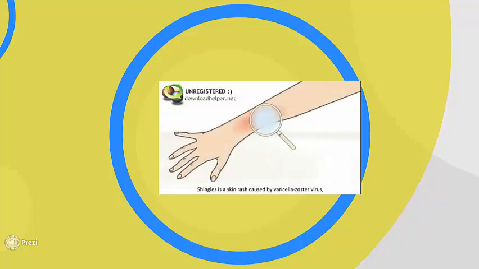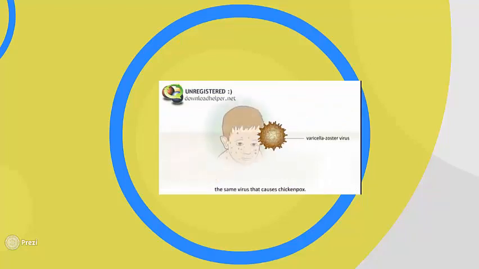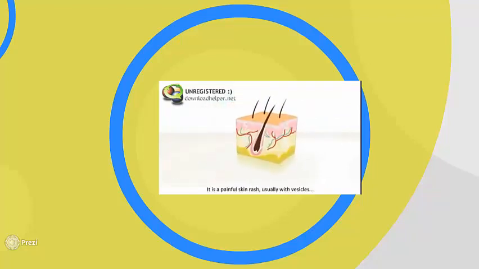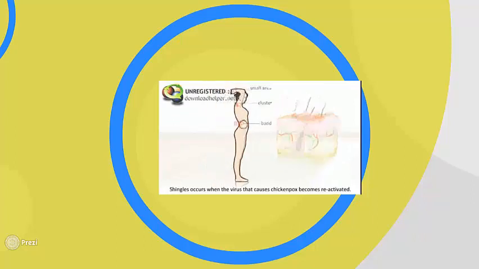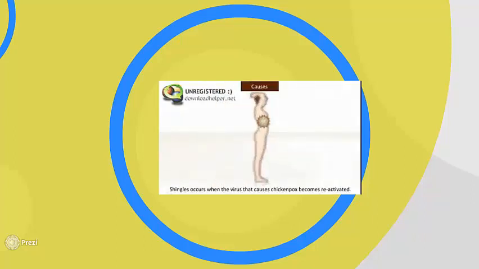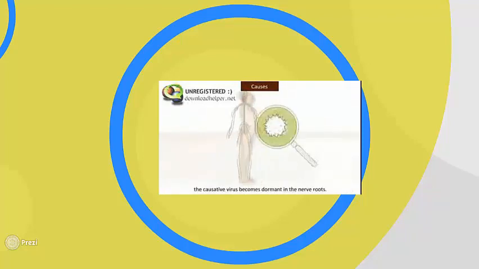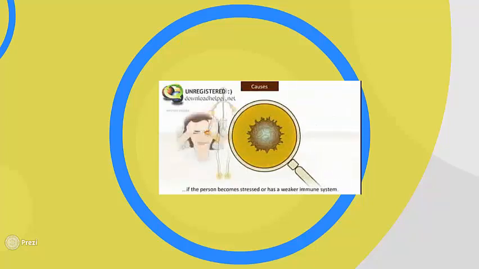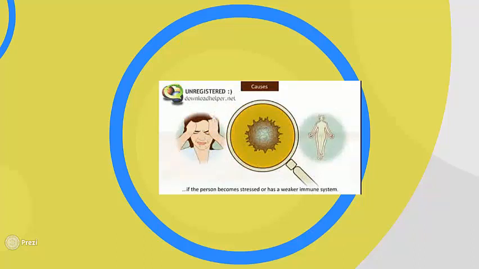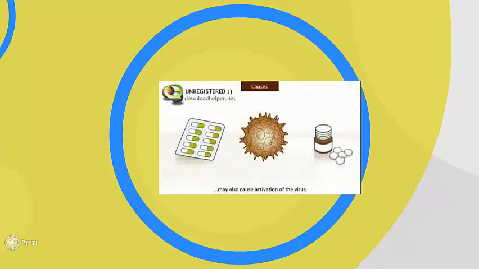Shingles is a skin rash caused by varicella zoster virus, the same virus that causes chickenpox. It is a painful skin rash, usually with vesicles, and occurs in a cluster or band localized to a small area of the body. Shingles occurs when the virus that causes chickenpox becomes reactivated. After one recovers from chickenpox, the causative virus becomes dormant in the nerve roots. In some people, it remains dormant forever, while in others, the virus gets activated if the person becomes stressed or has a weaker immune system. In few cases, certain immunosuppressive drugs may also cause activation of the virus.